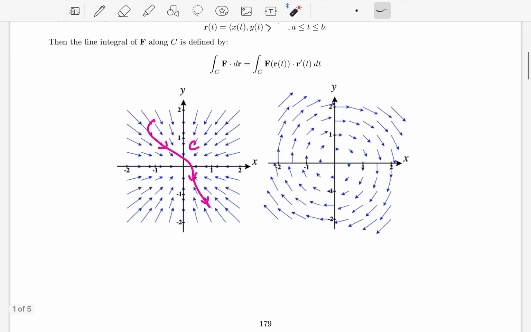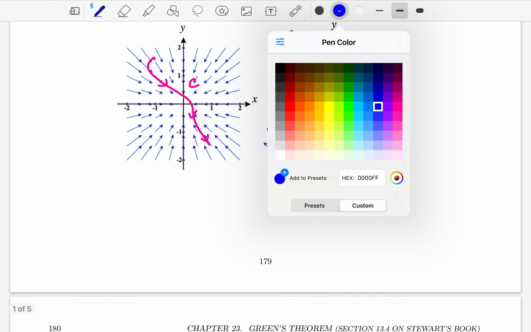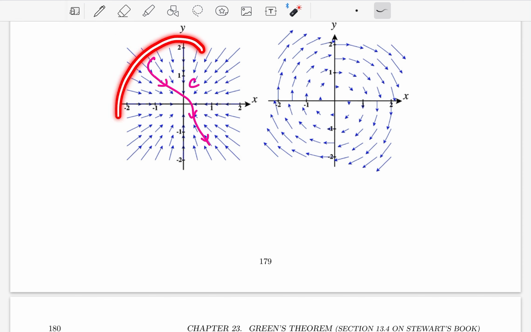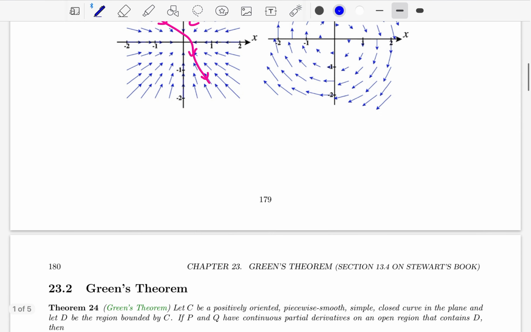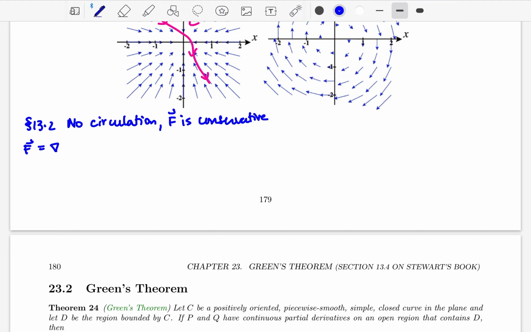So we saw that, on top of that, if this vector field has a property, then there's no need to calculate the line integral like this. So let me remind you, that is from section 13.2. In section 13.2, we saw that if my vector field has no circulation, then it is conservative. F is conservative. The definition of the field being conservative means that it is the gradient of a function, which is called the potential function. It's like you're able to find the antiderivative, if you will.